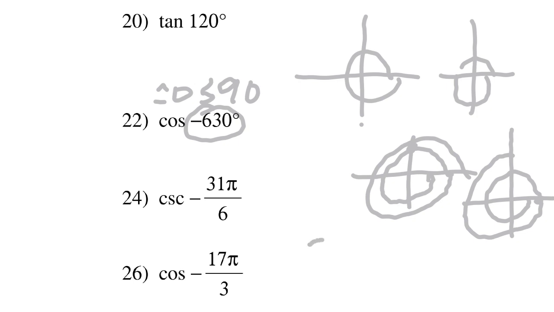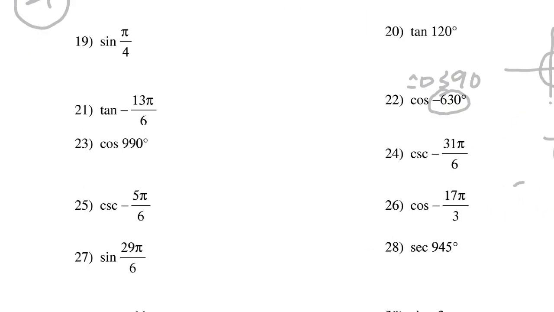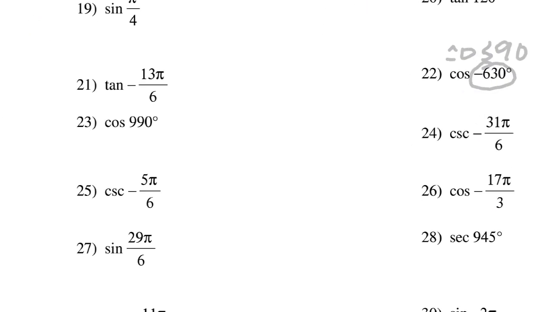And I think that was the only other one on this sheet that you may have trouble with. Now, some of these do get a little involved, like a secant of 945. Remember, use your coterminal angles. Subtract 360 until you can get somewhere that you can manage it. Same thing for number 23. Subtract 360 so you can get back to your unit circle.